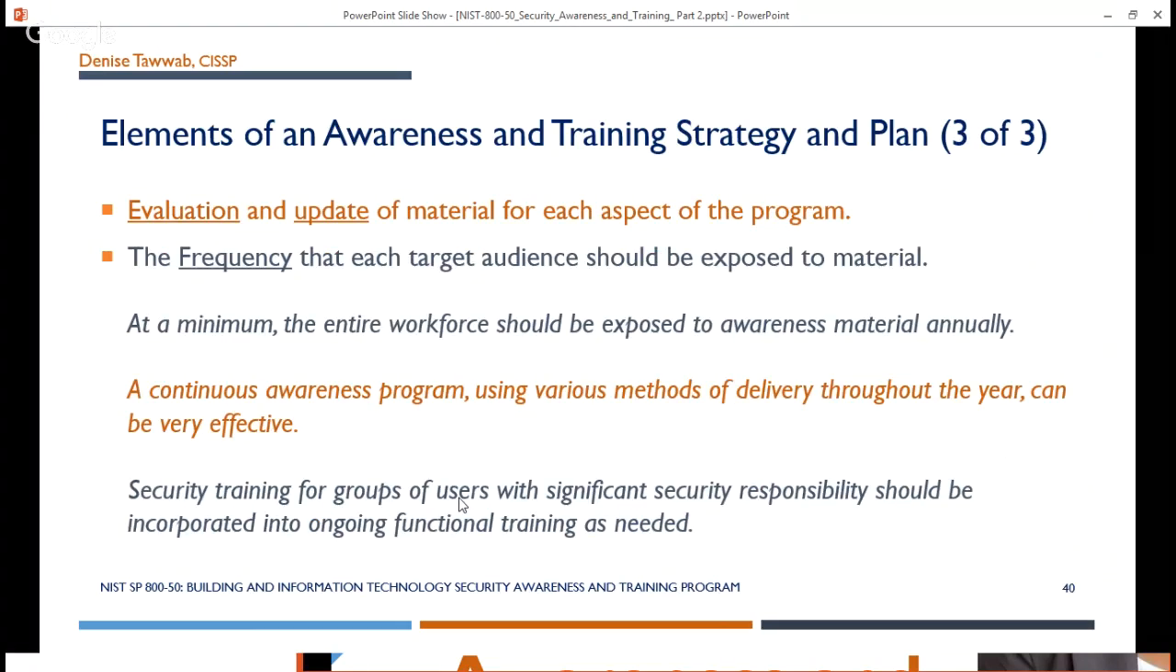You also need to include an evaluation and update of material for each aspect of the program, and the frequency that each target audience should be exposed to the material. At a minimum, your entire workforce should be exposed to awareness training annually. A continuous awareness program using different kinds of methods of delivery throughout the year can be very effective. And security training for groups of users with significant security responsibility should be a part of ongoing functional training as needed.